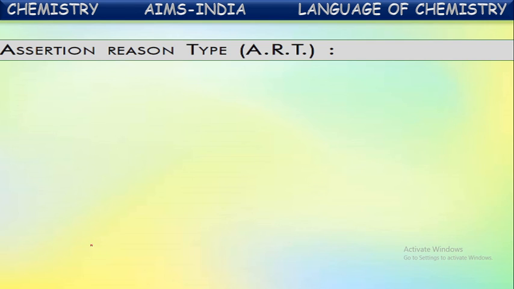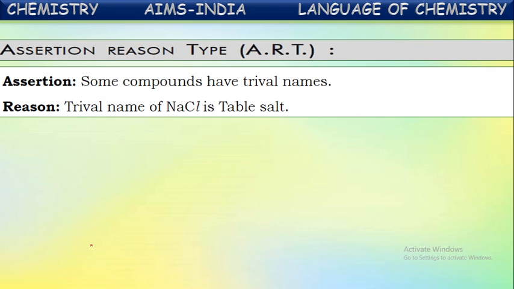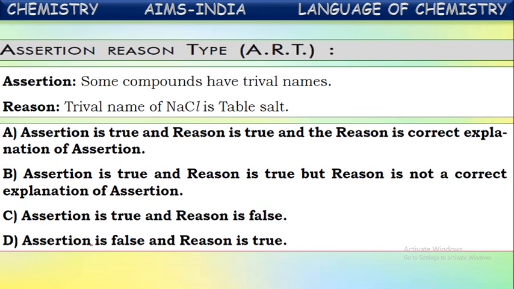Assertion-reason type questions. See here the question. Some compounds have trivial names. Trivial name of sodium chloride is table salt. Yes, some compounds have trivial names, and they have given an example for the explanation also. Trivial name of sodium chloride is table salt, common salt, or rock salt. Yes, this is a correct statement. Assertion and reason are both correct, and the reason is a correct explanation for the assertion. So this is the correct answer. Okay, this is about the practice sheet related to the language of chemistry.